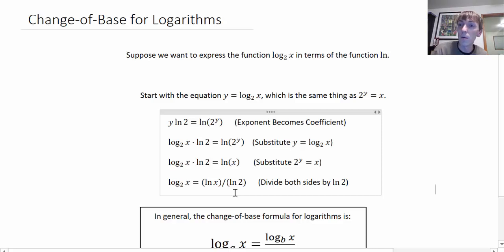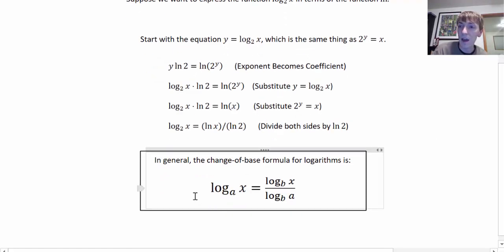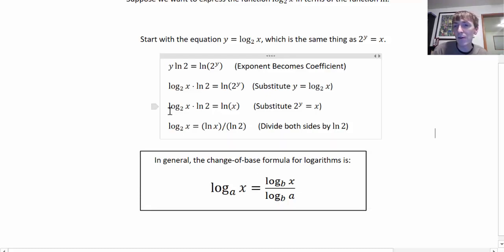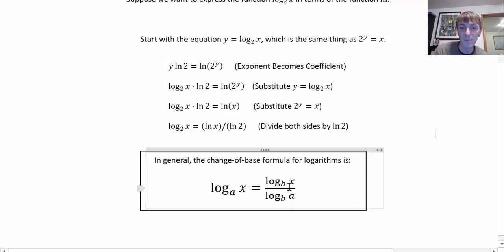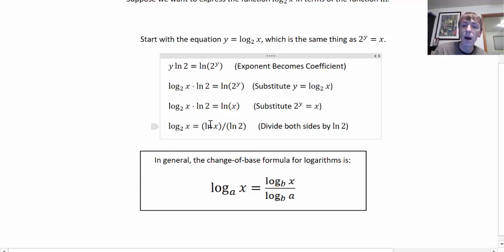Okay. So there's a more general version of this where we're changing from any base to any other base. And here it is. If I want to change from base A to base B, then I want to set up this equation: log base A of x equals log base B of x divided by log base B of A. So it's really the same thing that I have here. It would have exactly the same derivation, just with more variables involved, and that's not necessarily good. So there's nothing different about this other than, in this case, A is 2 and B is E, right?